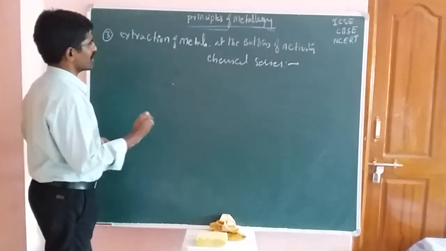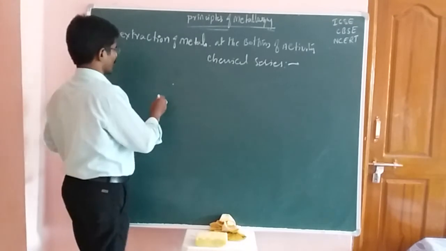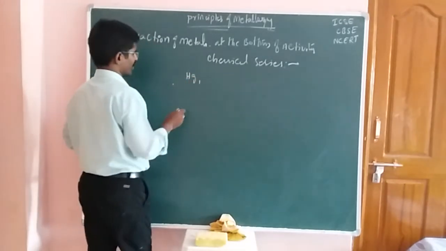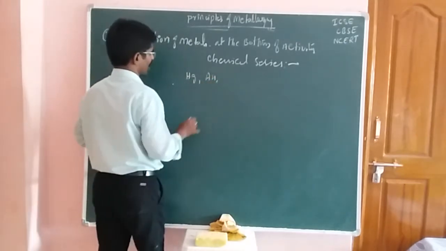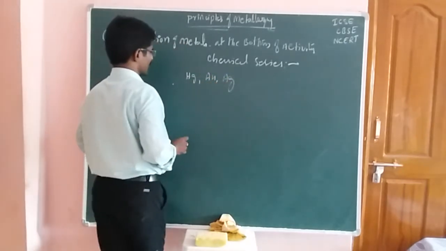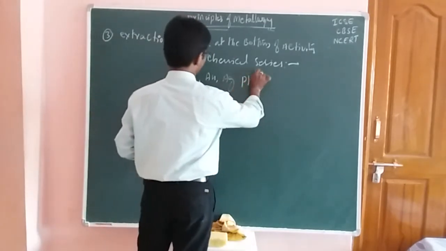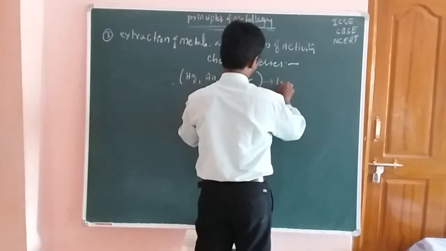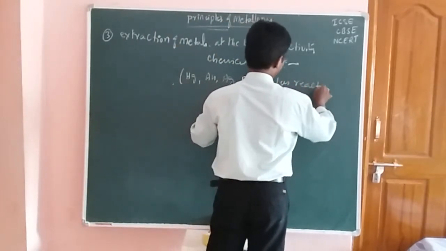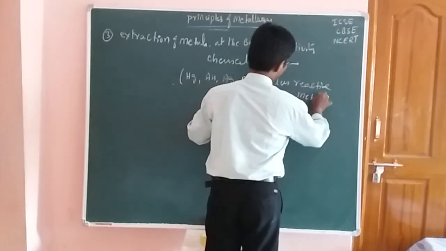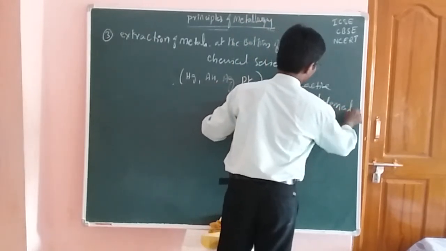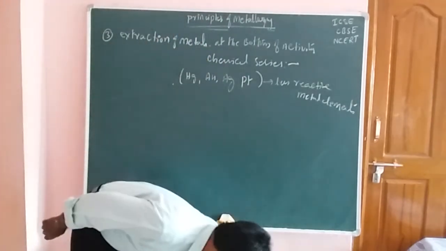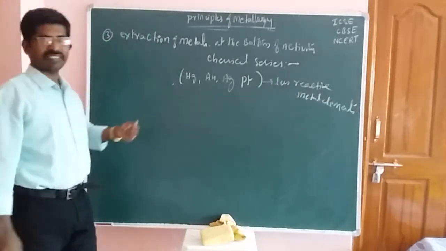Now which metals are present here? The first one is Hg, mercury, and the next are Au, Ag, and the last one is platinum. These metals are very less reactive metal elements, so that's why they are present at the bottom of the activity series list.